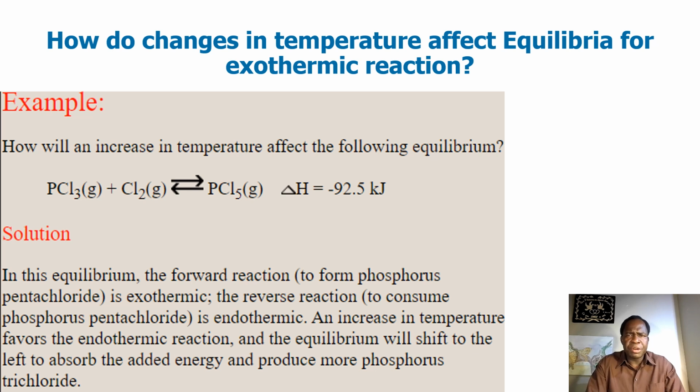How does a change in temperature affect equilibrium for an exothermic reaction? Okay, we just talked about what happens in the case of the endothermic reaction. So for the exothermic reaction it is the opposite. Exothermic reactions are reactions that produce heat. So when you are bringing more heat in, the reaction will reverse. Okay, the reaction will reverse back to the formation of the reactant.